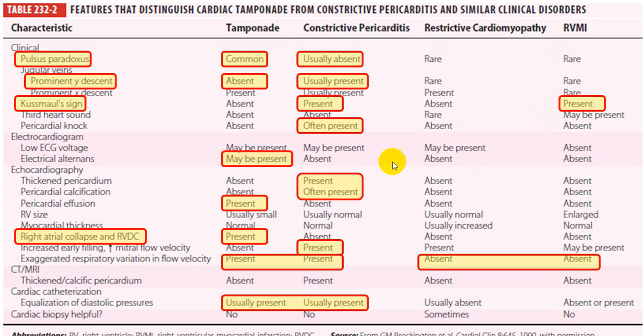So one of the important things is Kussmaul's sign, which will be present in constrictive pericarditis, and it will be also demonstrable in RVMI, but it will not be present in cardiac tamponade. While ECG changes, that is electrical alternans, will be present in cardiac tamponade, it is absent in case of all other three. These are some of the peculiar findings you can come across. So always try to look for that.